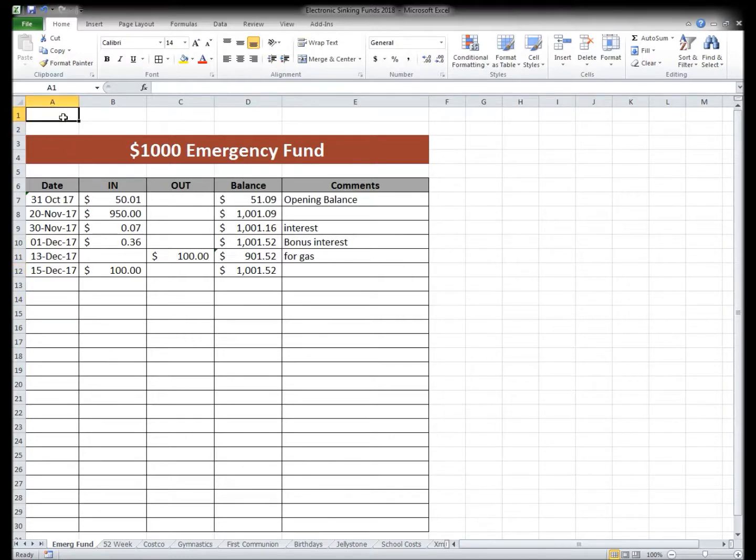I hope you have a nice idea of how sinking funds work. I hope this gives you an idea of maybe things you could set up for your own budget.